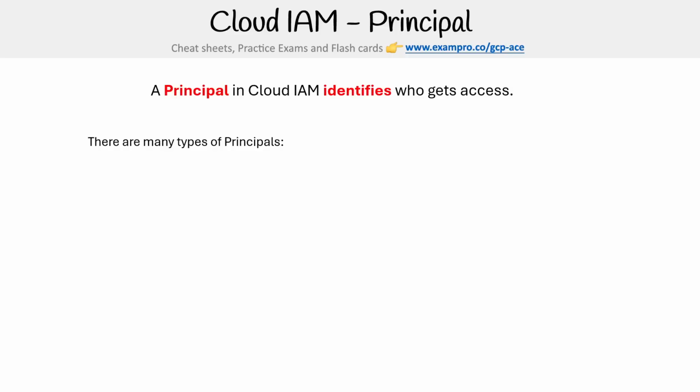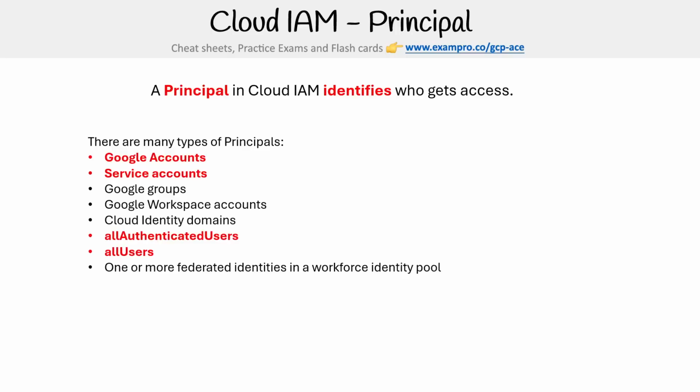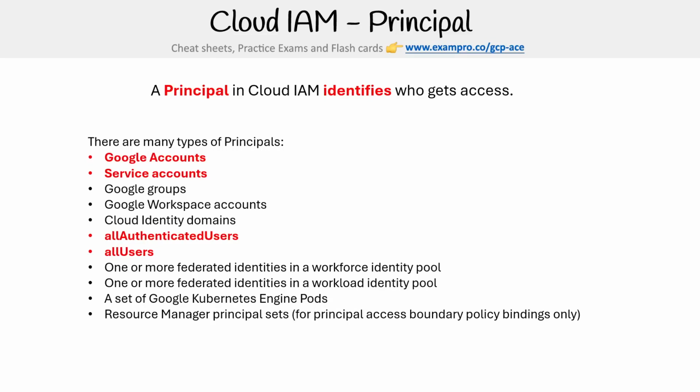Let us take a look here at principals for Cloud IAM. So a principal in Cloud IAM identifies who gets access. And there are many types of principals, and I'll list them all here, but we're not going to look at all of them in detail. We'll look at the most important ones. So we have Google accounts, service accounts, Google groups, Google Workspace accounts, Cloud Identity domains, all authenticated users, all users, one or more federated entities in a workforce identity pool, then for a workload identity pool, then for Google Kubernetes Engine pods, resource manager principal sets, okay?